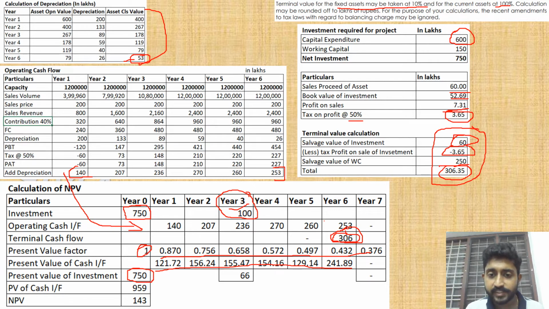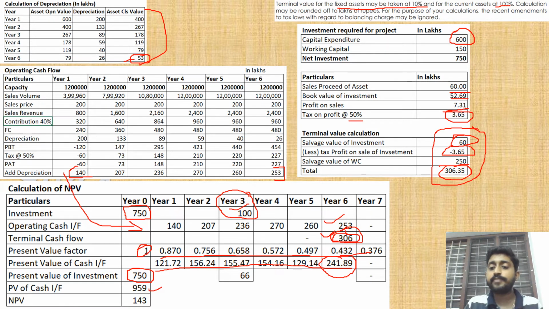for 253, which is the cash inflow from operation, and this is the cash inflow from terminal liquidation. Add this, apply the present value factor, and you will find the year 6 cash inflow of 241. Add all the present value of cash inflow. The cash inflow will come to 959.